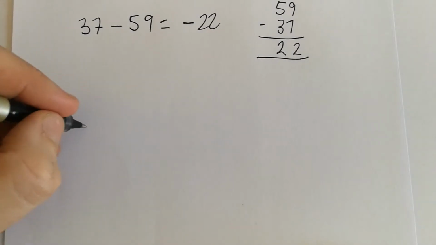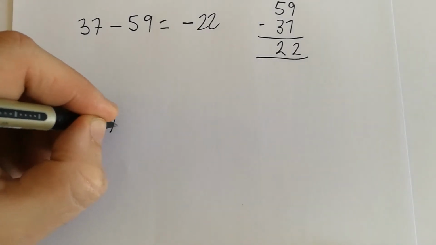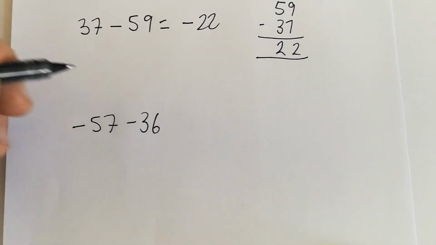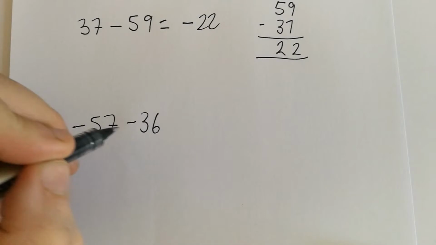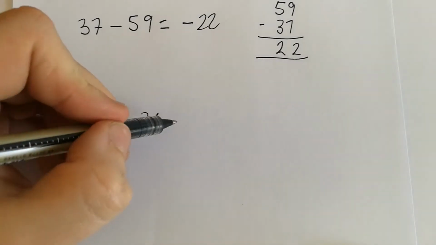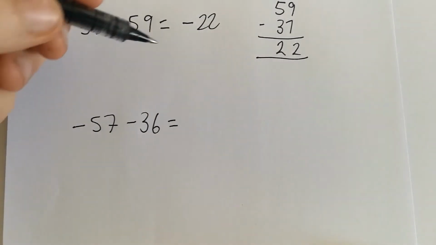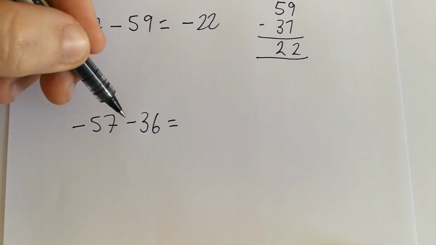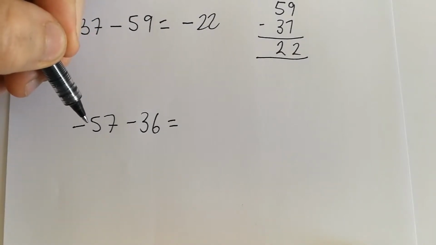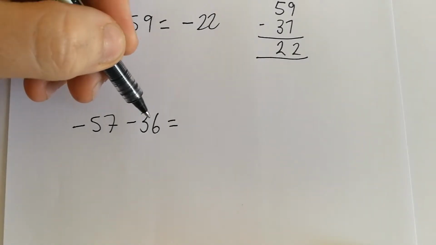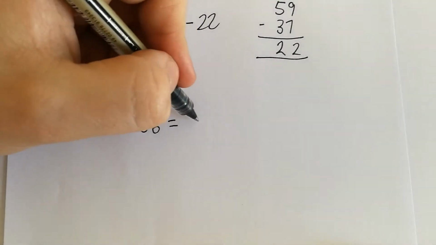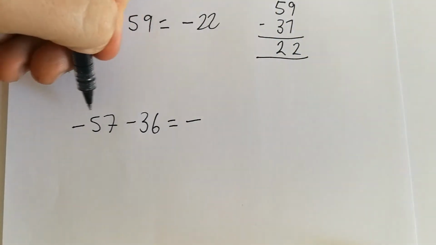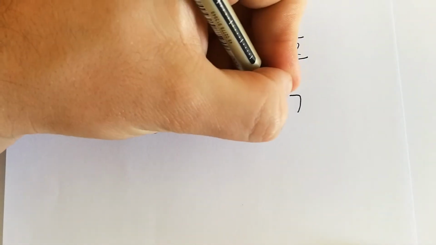Now what about something like minus 57 minus 36? Well, these two symbols are the same. However, we're still underwater, or still negative. So we've got minus 57 meters underwater, and then we go down another 36. So we're still underwater, or still negative, but we have to add our numbers together because the signs are the same. So you've got 57 and 36.